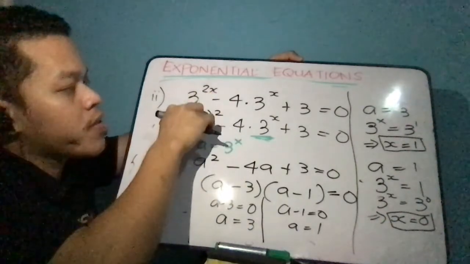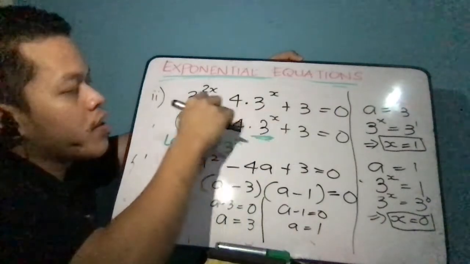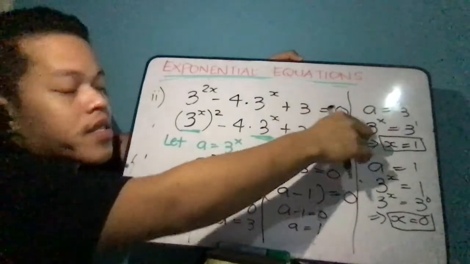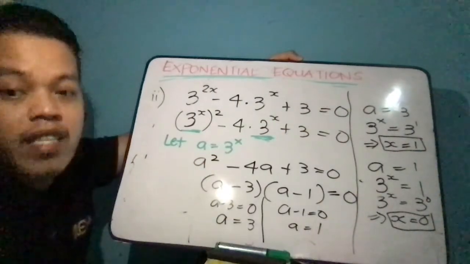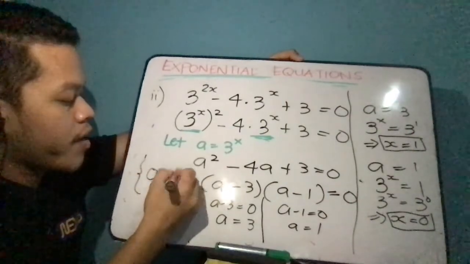3 to the 0 is 1. 4 times 3 to the 0, this is 1, so 4 times 1 is equal to 4. So 1 minus 4 is equal to negative 3, plus 3 is equal to 0. It still satisfies the equation. Therefore, our solution set will be 0 and 1.